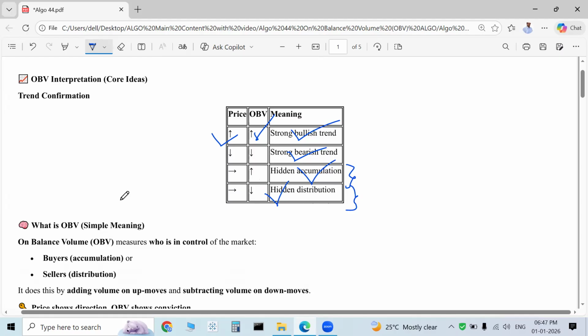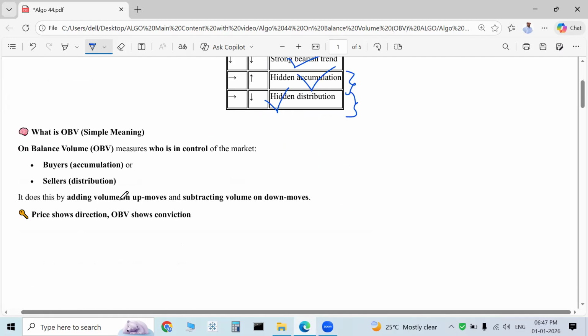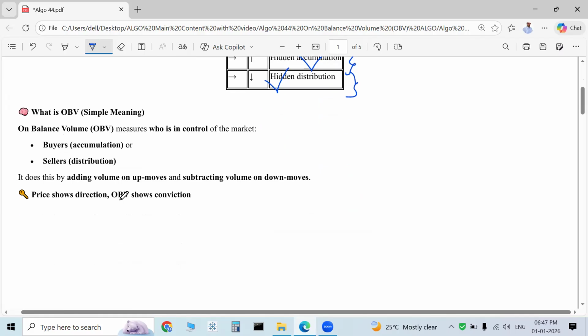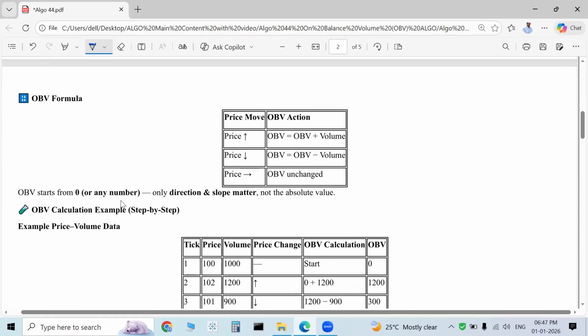So first we will try to find this with OBV. The OBV calculation is very simple, and we take the OBV slope into consideration. First, we need to understand the control of OBV, that means whether the buyer is in control or the seller is in control. Now let me show you the actual calculation, how OBV is calculated.